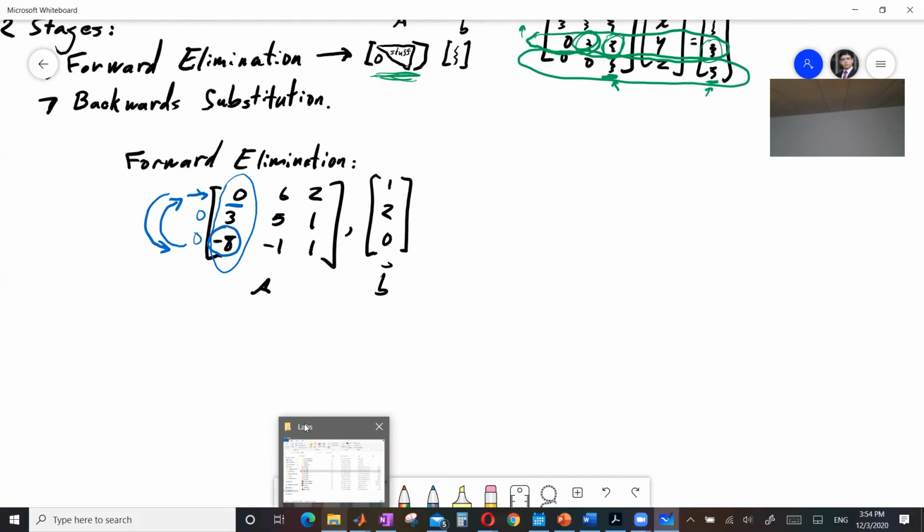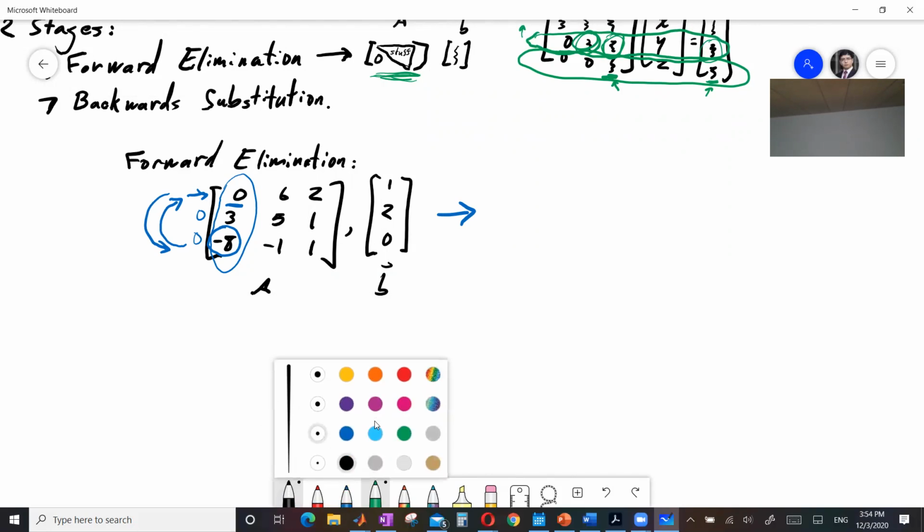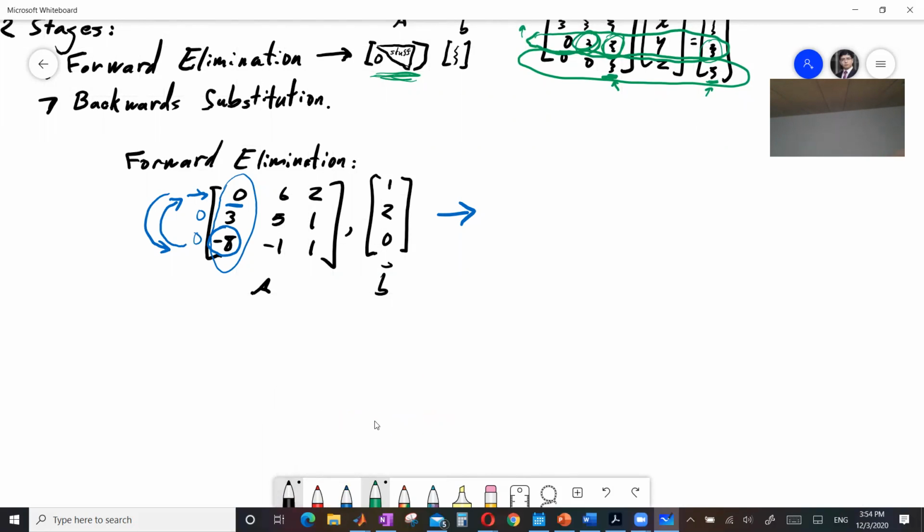So that will lead us to -8, -1, 1, 3, 5, 1. The second row is unaffected, and 0, 6, 2.